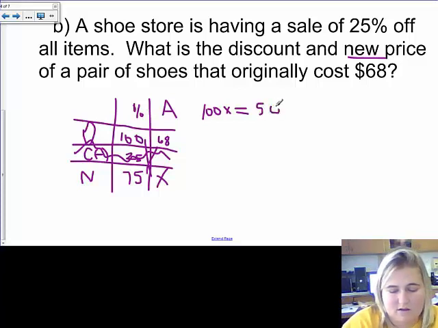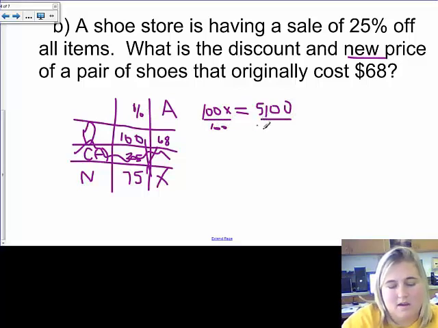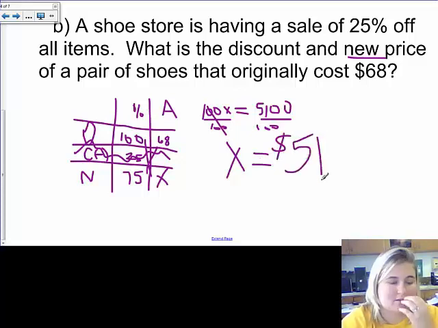And when I divide by 100 on both sides to get x by itself. Pretend that looks like 100. My answer is going to be that the new amount is x equals $51. Okay, final answer.